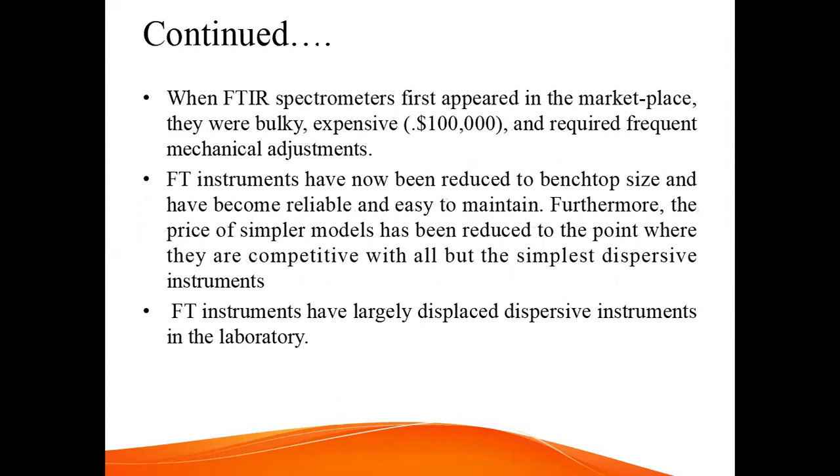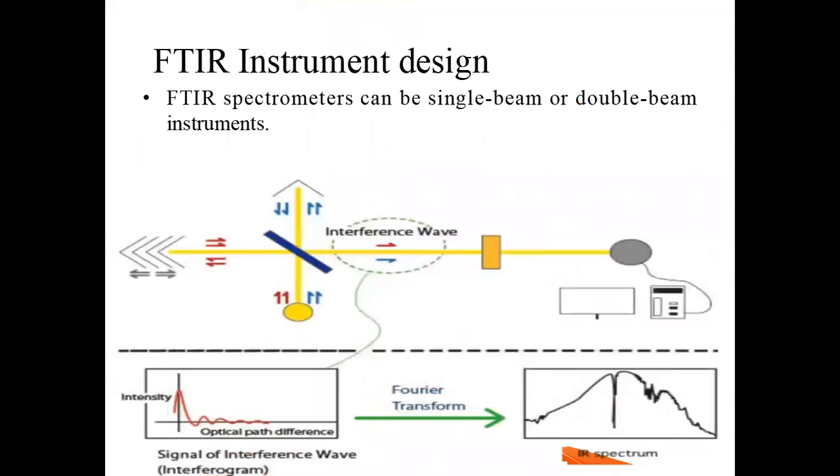When FTIR spectrometers first appeared in the marketplace, they were bulky, expensive, and required frequent mechanical adjustments. FT instruments have now been reduced to benchtop size and have become reliable and easy to maintain. Furthermore, the price of the simple models has been reduced to the point where they are competitive with all but the simplest dispersive instruments. FT instruments have largely displaced dispersive instruments in the laboratory. FTIR instrument design. FTIR spectrometers can be single or double beam instruments.